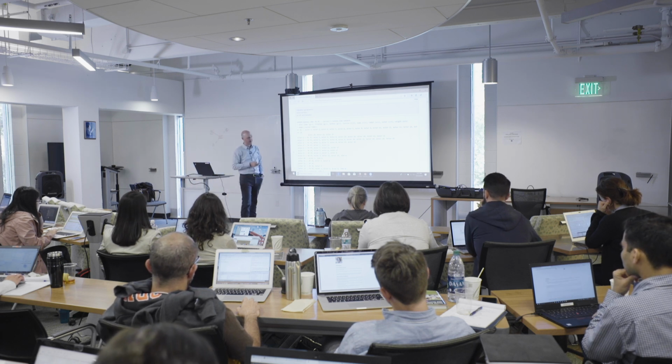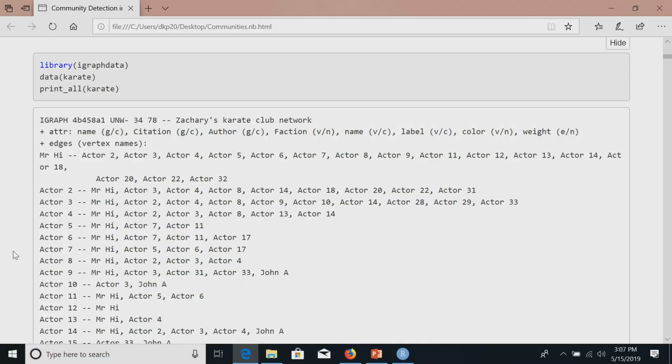What does the data look like? Well, the data is 34. It's an undirected weighted graph, 34 nodes, 78 edges. It's got a title on it. There's all these great attributes about the data.